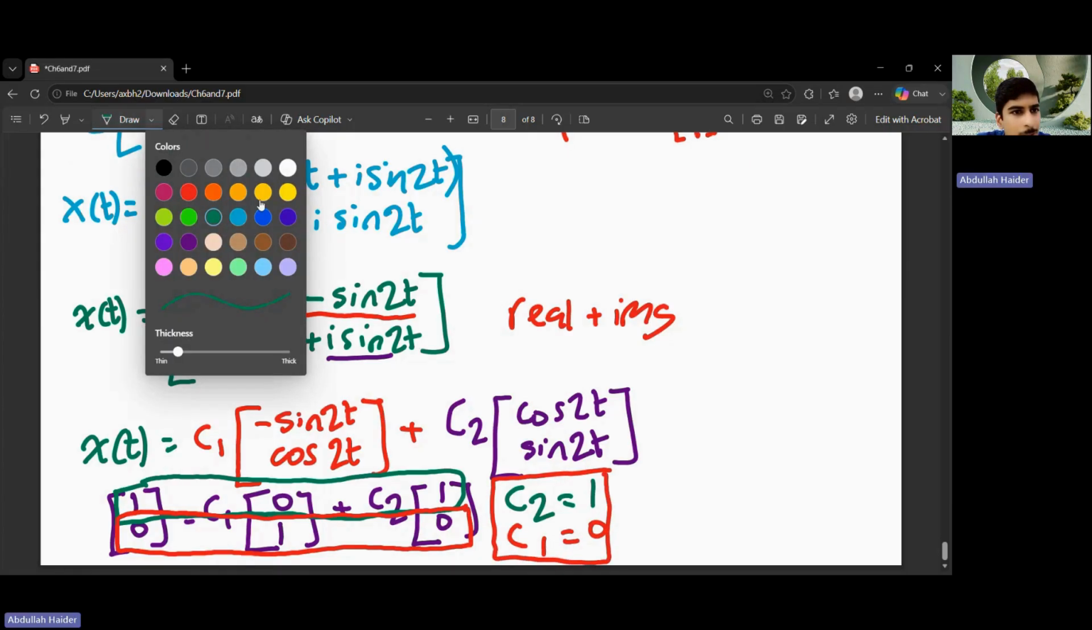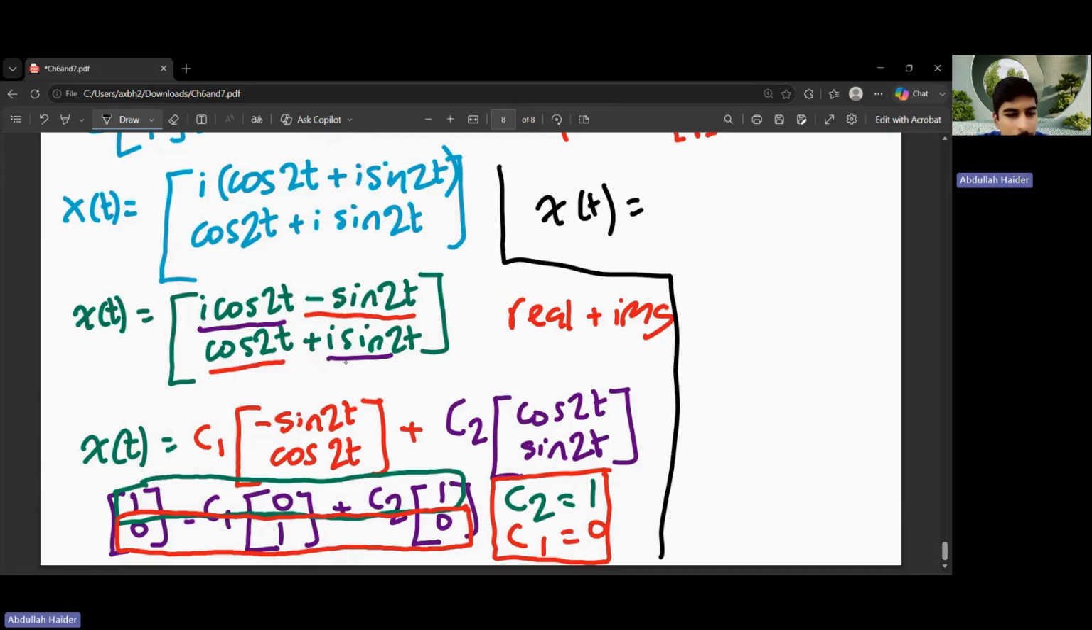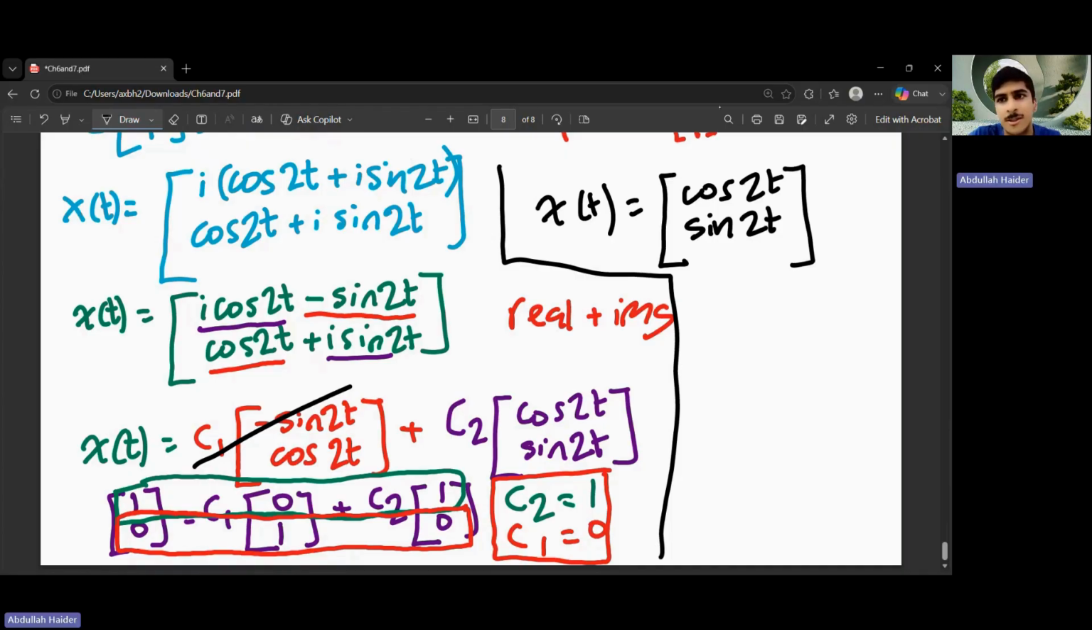What you can do now is write your final x of t equation. Since C1 is 0, this whole thing goes off. So C2, which is 1, times cosine 2t, sine 2t, and that's it. That's this question.